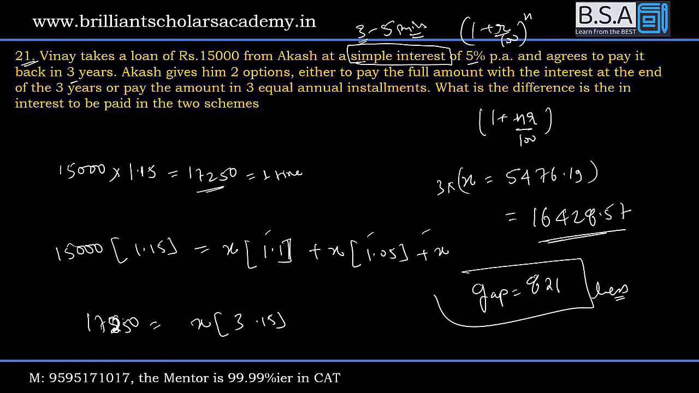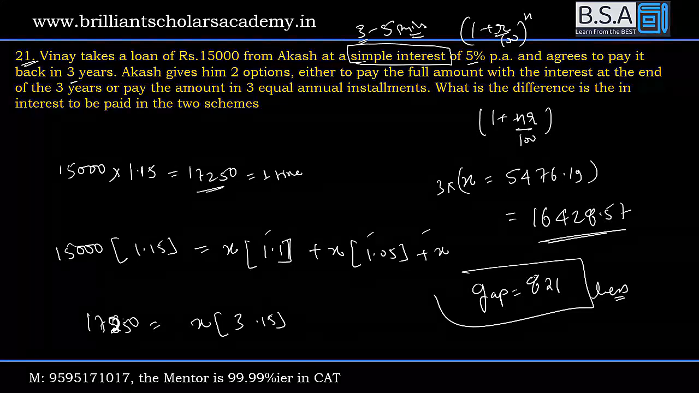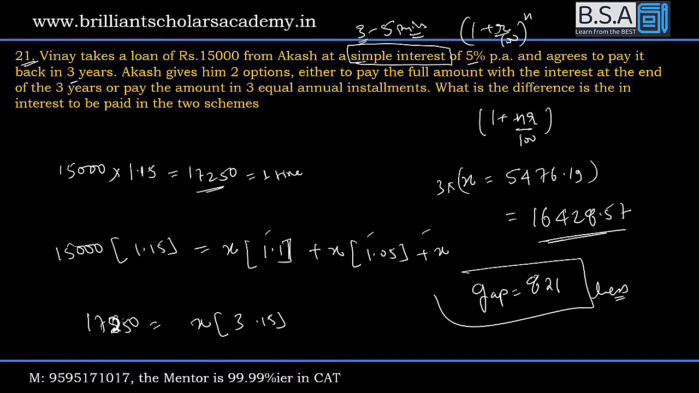Nearest integer. It was 821.4 something, 821.42. So it is 821. Moving on.